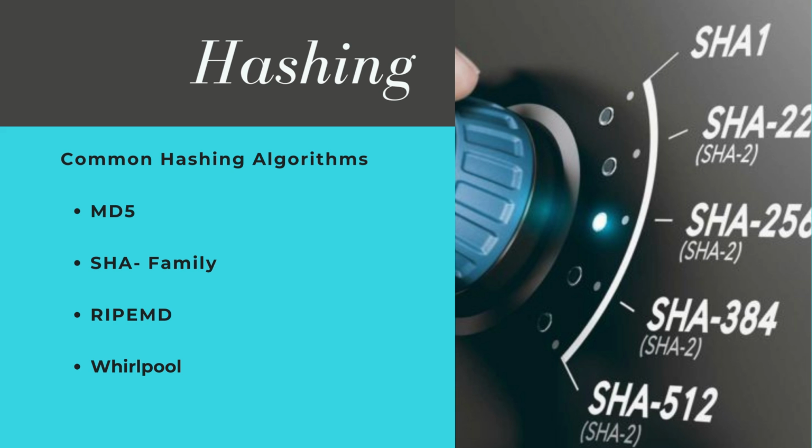And then we also have Whirlpool, which is a hash function from the square block cipher family, and it's based on a modification of AES, which is one of the encryption standards we looked at. It's considered very secure, but as it's slower than some of the alternatives, it has seen limited adoption.